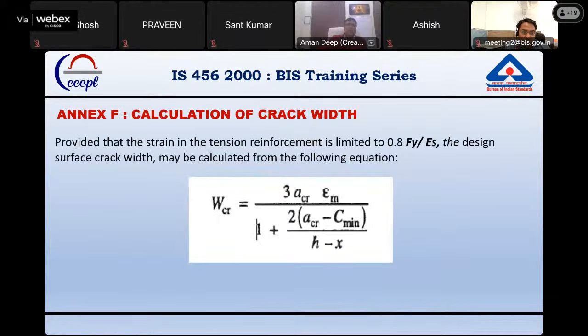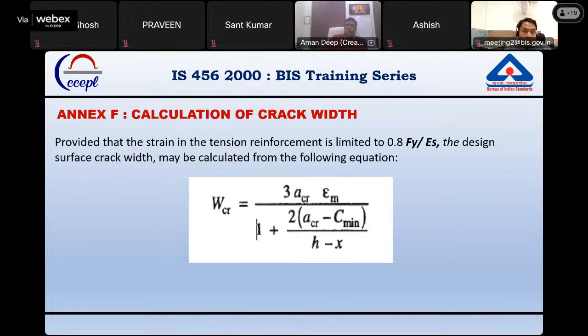Annexure F gives us the method for calculation of the crack width of the concrete. Now here I would take one minute to discuss that. Generally, when we design our concrete sections, we consider that in the tension zone, the concrete will crack. That is the basic principle, that we provide reinforcement steel in the tension zone to prevent collapse and to give adequate strength. Even if we are providing reinforcement steel, the concrete will crack in the cover zone or the zone below the neutral axis.